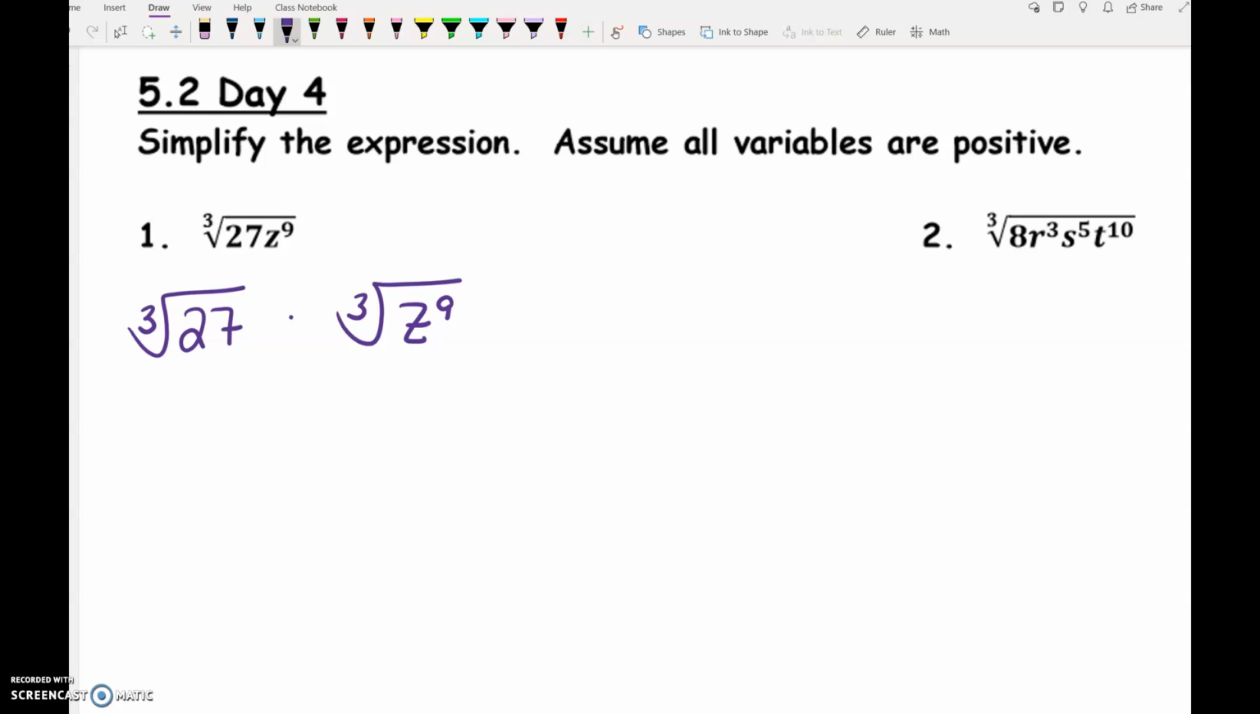Using our handy-dandy perfects chart, what is the third root of 27? 3. The third root of z to the 9th. I'm going to take z to the 9th and split it. So I've got the third root of z to the third, the third root of z to the third, and the third root of z to the third.